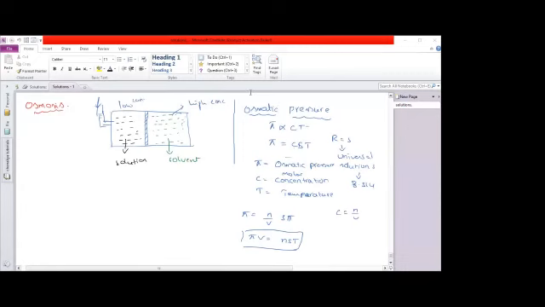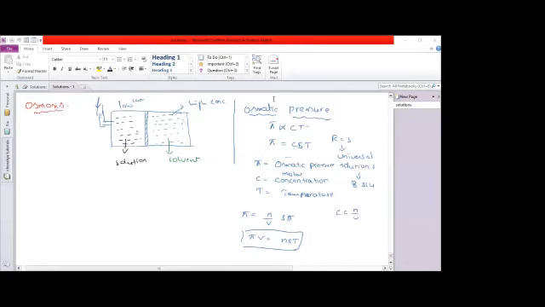Hi Samhita. So all of you, have you read all these colligative properties? Yes, sir. Okay. So in the last class we were discussing osmosis and osmotic pressure.